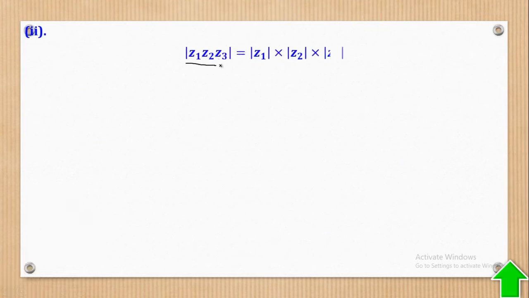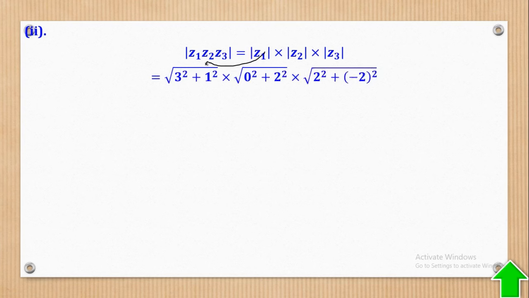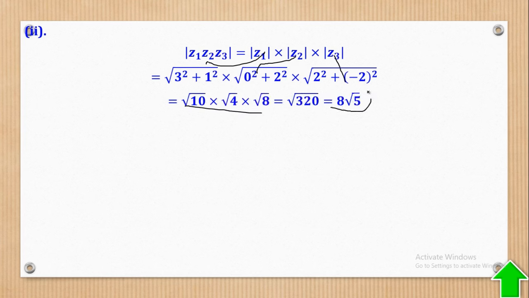So I show that this modulus is the same as modulus of Z1 times modulus of Z2 times modulus of Z3. So you substitute modulus of Z1 is that, Z2 is that, Z3 is that. Simplify, you come up with that. In the end you come up with this as the required modulus.